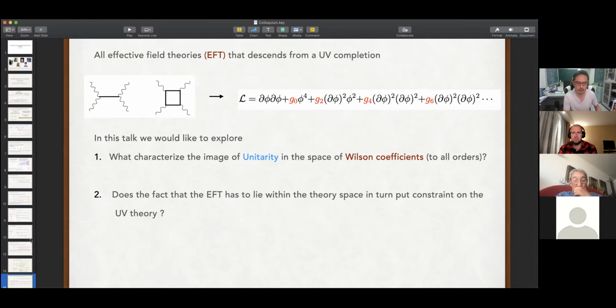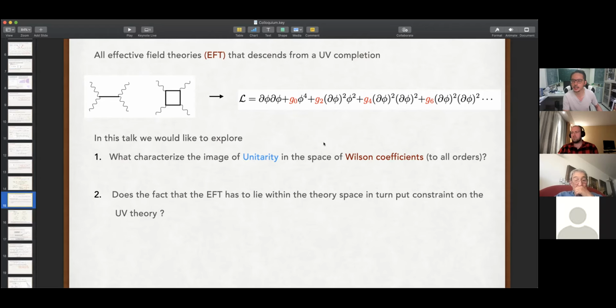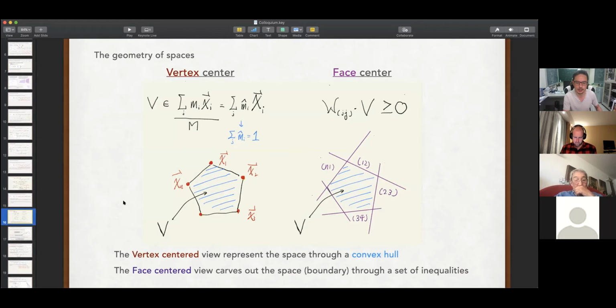Okay, since I'm talking about the space of Wilson coefficients, let me talk about what I mean by the two different descriptions of spaces. Let's say we have a finite region. I can talk about this finite region from two different points of view. First is the vertex-centered view, in which the region is defined by its vertices. Then this finite region can be characterized by what is known as the convex hull. You consider all possible positive sums of these vertices, and the region covered by all possible positive sums is equivalent to this region. So that's the convex hull.